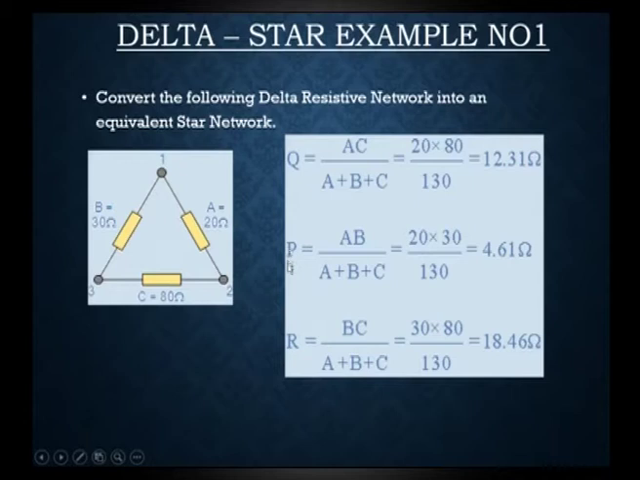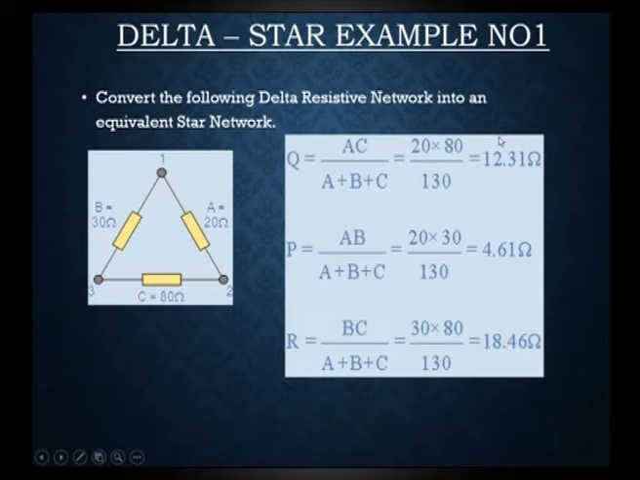From the formulas that we already derived, we know that Q is equal to AC divided by A plus B plus C. So, AC divided by A plus B plus C will give the Q value. Similarly, for P, AB divided by A plus B plus C, if we substitute the values, we will get the P value, that is 4.61 ohms. For R also, BC divided by A plus B plus C, after substituting the values, we will get 18.46 ohms.